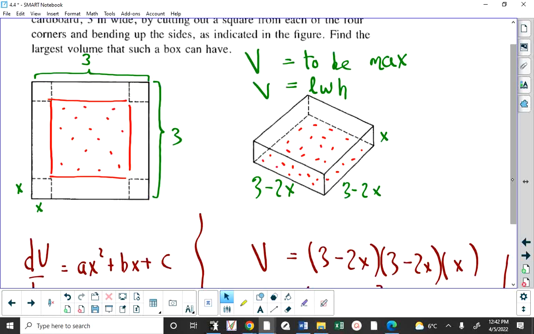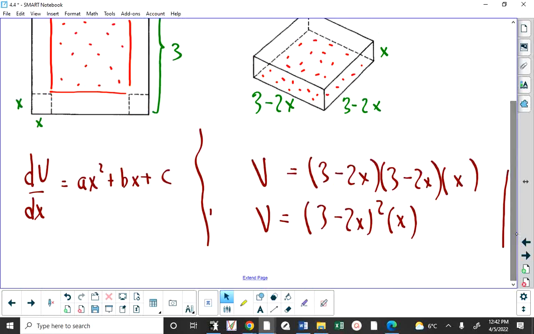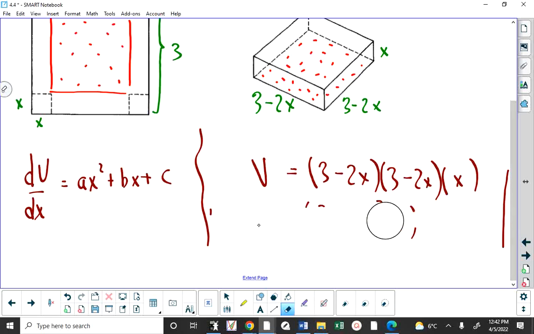And I knew I was going to run out of time this morning, so where I ended up was here, and I said what I would do is multiply this out, then differentiate it, and then solve it. Is there anybody who would like me to finish this problem? Okay, yeah, might as well.